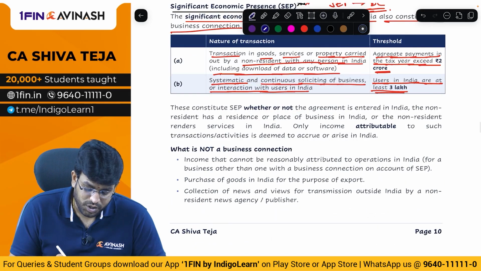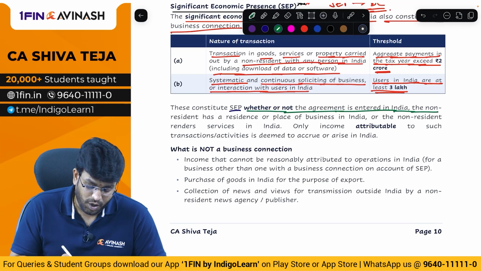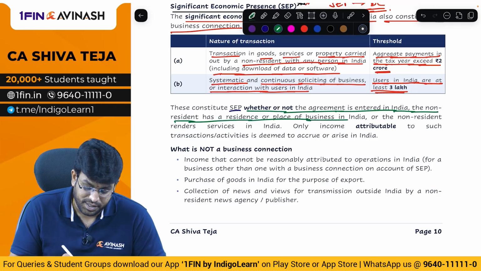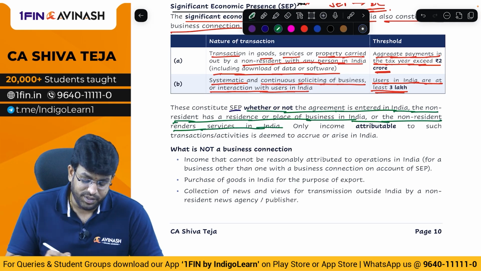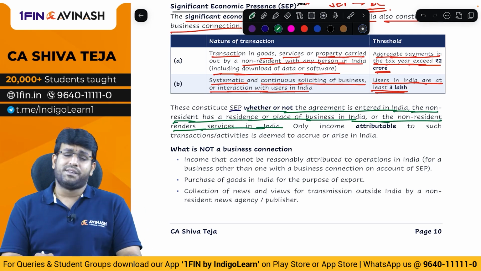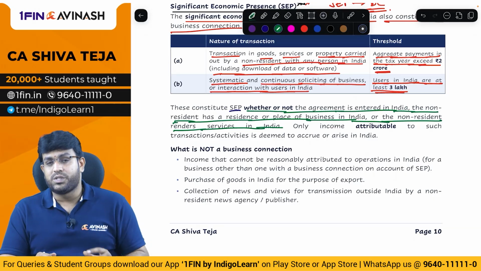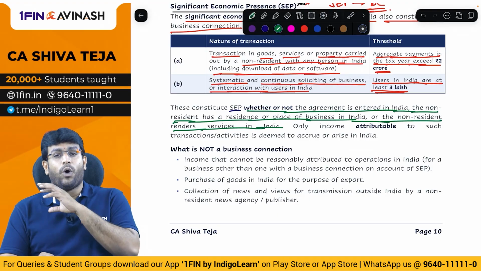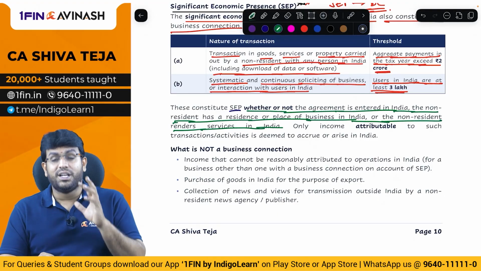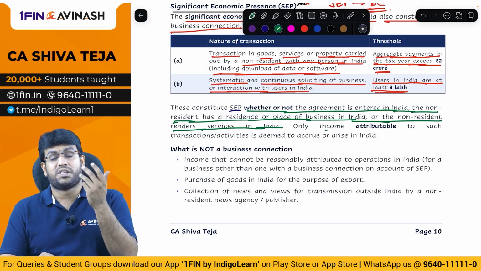Next slide. These constitute SEP: whether or not the agreement is entered in India, the non-resident has a residence or place of business in India, or the non-resident renders service in India. Whether service is rendered in India or outside India, agreement is entered in India or outside India, residence is in India or outside India, whatever the circumstance, it is still regarded as significant economic presence if any of the above situations is satisfied.